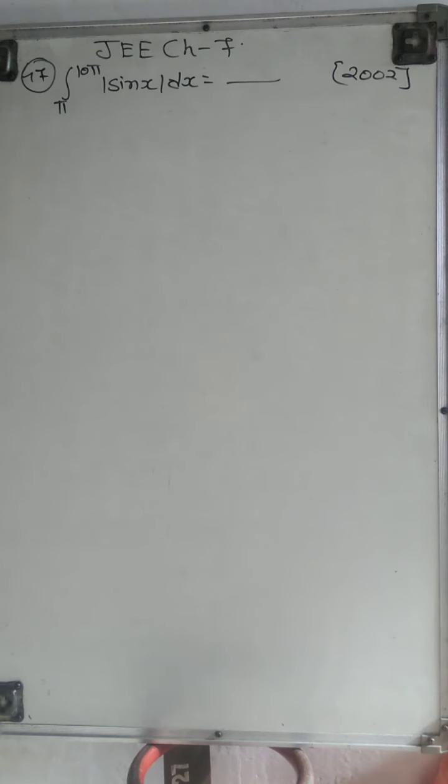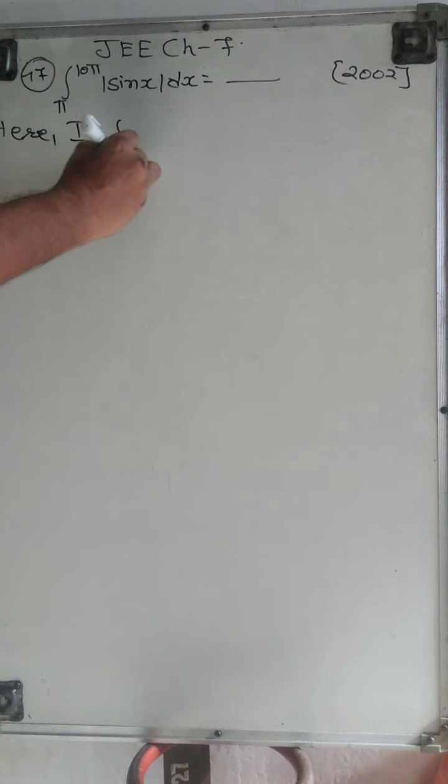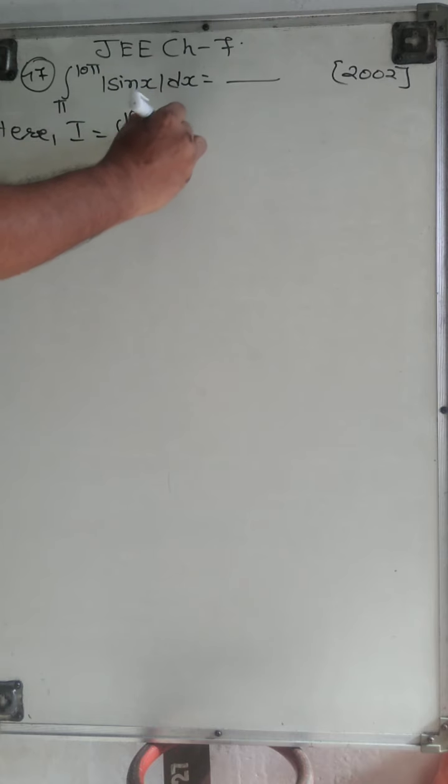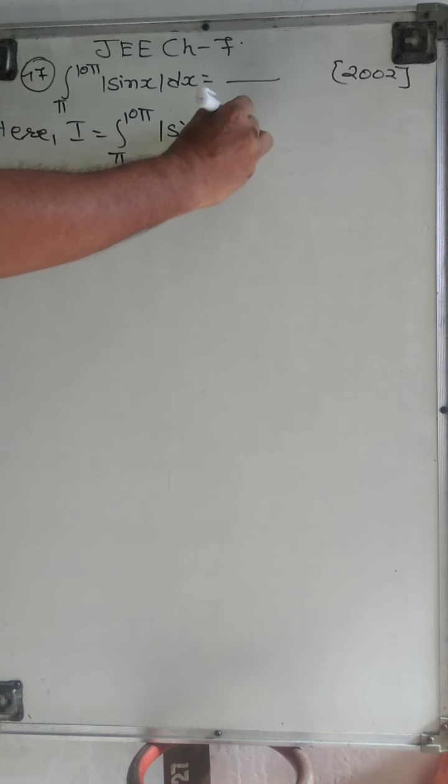Hello students, sum 47 of chapter 7: the integration of π to tanπ of |sin x| dx is equal to dash. This is a 2002 JEE question. So here, first of all, I equal to the integration of π to tanπ of |sin x| dx.